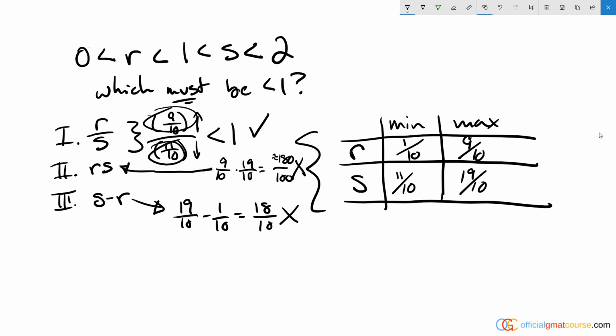So the only one that must always be less than 1 is the first statement, and that leaves us with answer choice A.